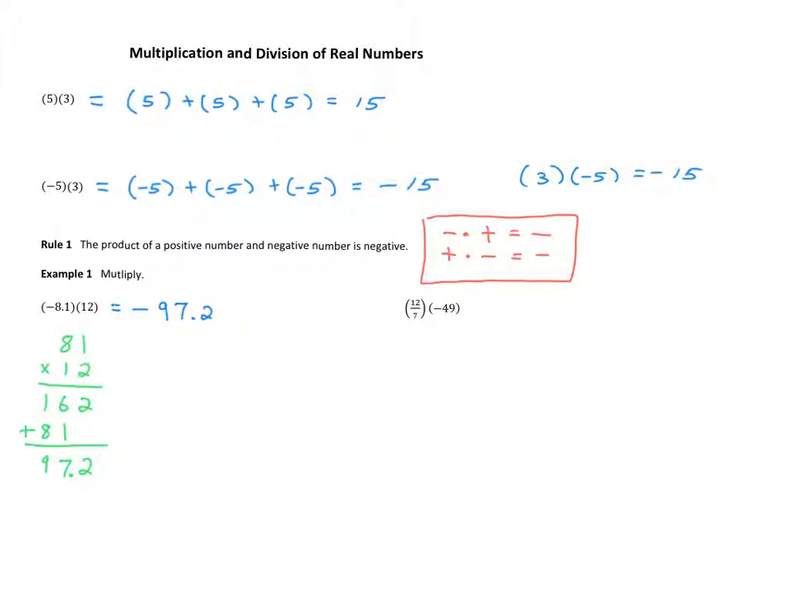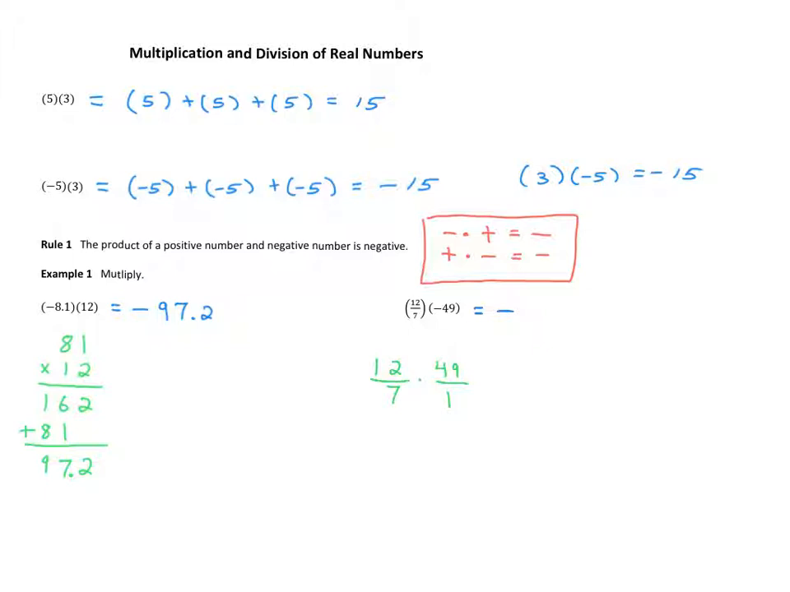All right, let's look at this one here where it's a fraction times just an integer. So again, here I have a negative, it's on the second number, but that does not matter. The entire answer itself is going to be negative. So now all I have to worry about is, well, how do you multiply 12 sevenths and 49? All right, 49 is 49 over 1, so I'm multiplying two fractions together.